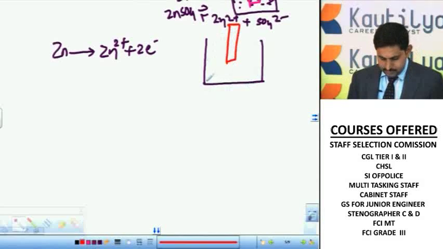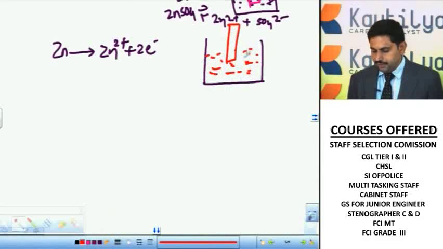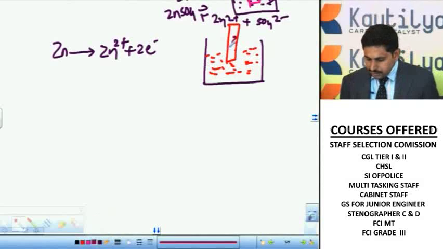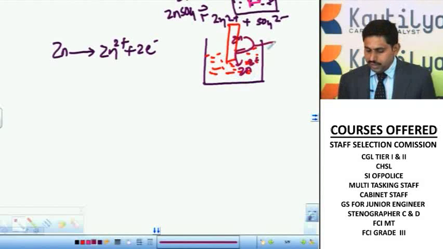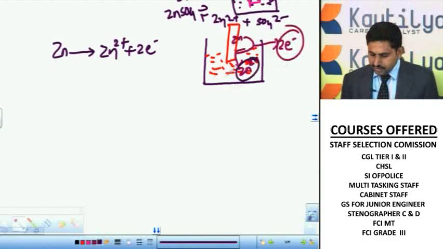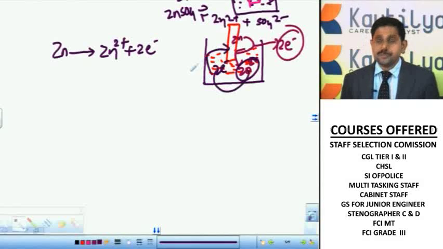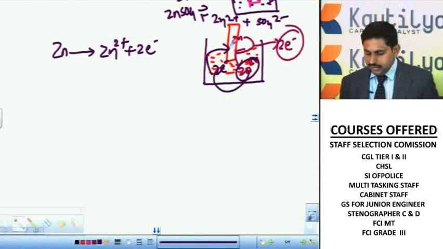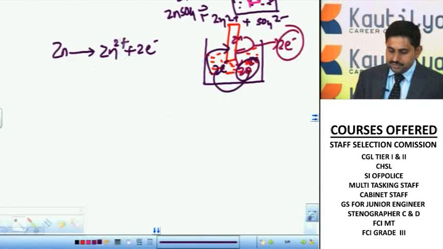zinc metal. Now this is the electrolytic solution which I kept here. Now what is happening, we'll see first. I told you the zinc metal present here will try to donate its electrons and it is converted to Zn2+ ion. So it is donating the electrons, right? At the same time, the Zn2+ ions present here will try to accept these electrons and try to deposit on this one, right? Simple. Zinc tries to donate its electrons and is converted into Zn2+ ion.